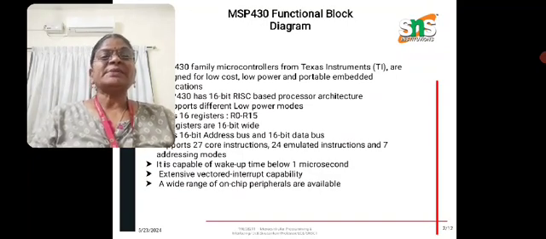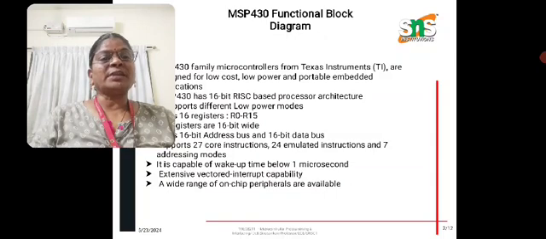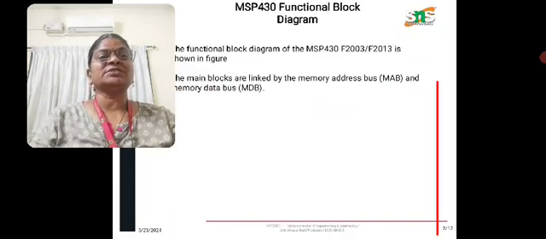microcontroller. This MSP430 family of microcontrollers was introduced by Texas Instruments, and these are its features. It is capable of a wake up time below 1 microsecond, it has extensive vectored interrupts, and a wide range of on-chip peripherals are available. It has a 16-bit RISC based processor architecture, and also registers like general purpose registers and special purpose registers.